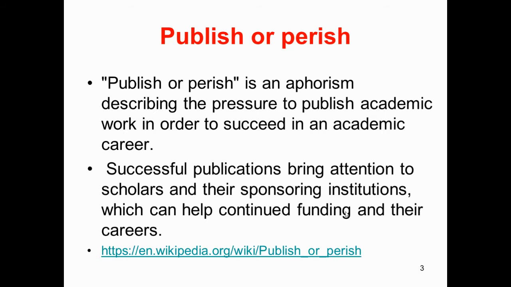Why is it so important to publish scientific articles? If you look at Wikipedia for the term "publish or perish," you can better understand this. By the way, the earliest known use of the term in the academic context was in a 1928 journal article. Publish or perish is an aphorism describing the pressure to publish academic work in order to succeed in an academic career. Successful publications bring attention to scholars and their sponsoring institution, which can help contribute funding and their careers.